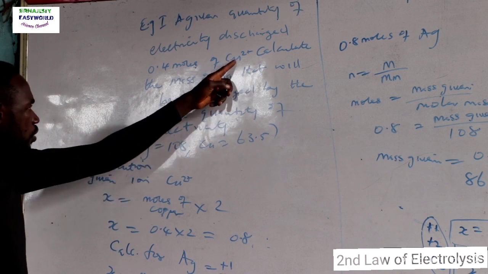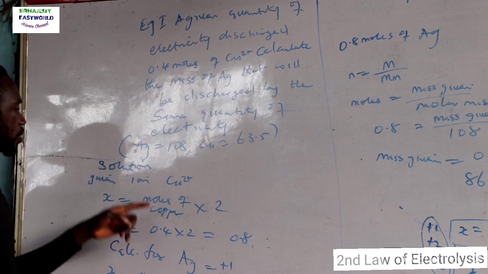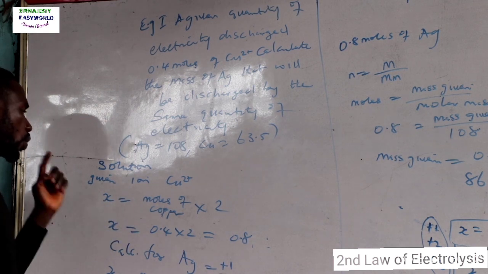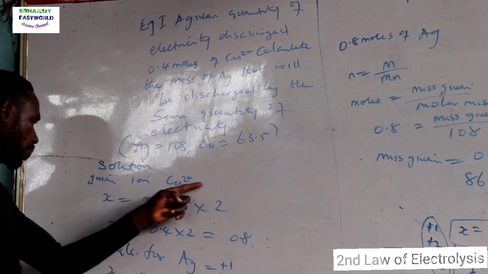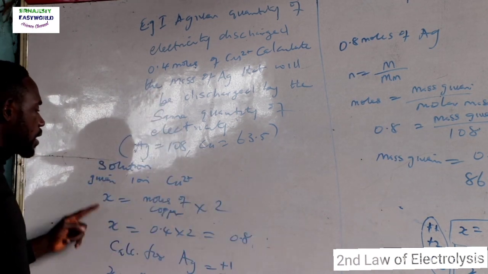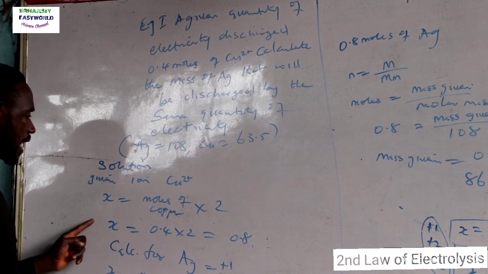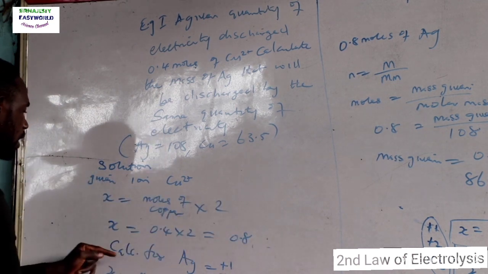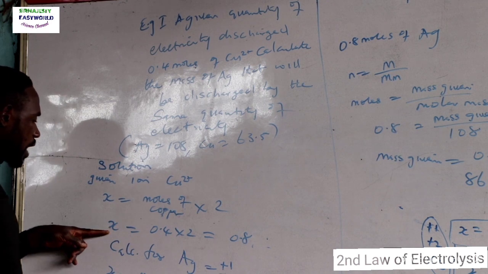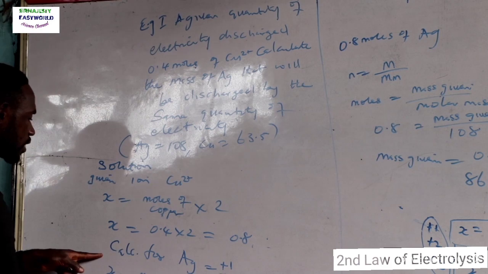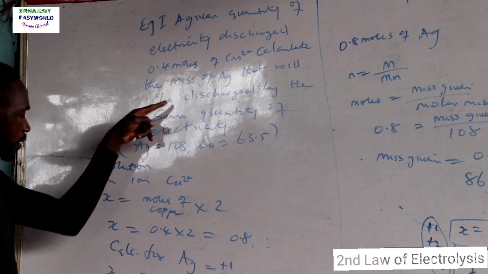They compare two elements, copper and silver. Which one was given? They gave us copper. And how many moles of copper was given? You write it out, which is 0.4 moles of copper. Then go to our X factor formula. Copper is plus 2. Just say X is equal to number of moles of divalent times 2. By doing that, you see that number of moles of copper is 0.4 times 2, you get 0.8. Then the one you are asked to calculate for is silver.